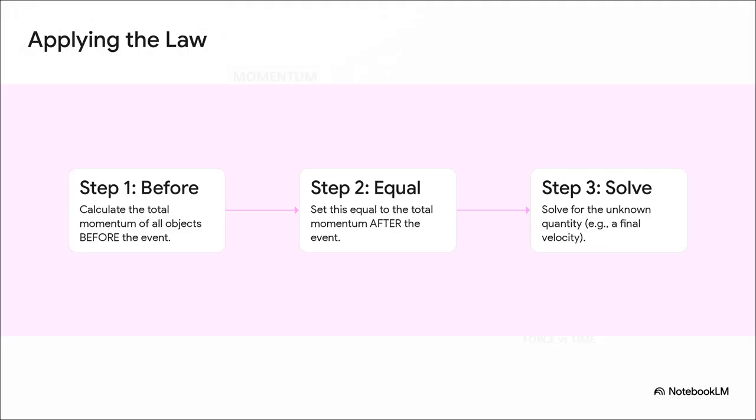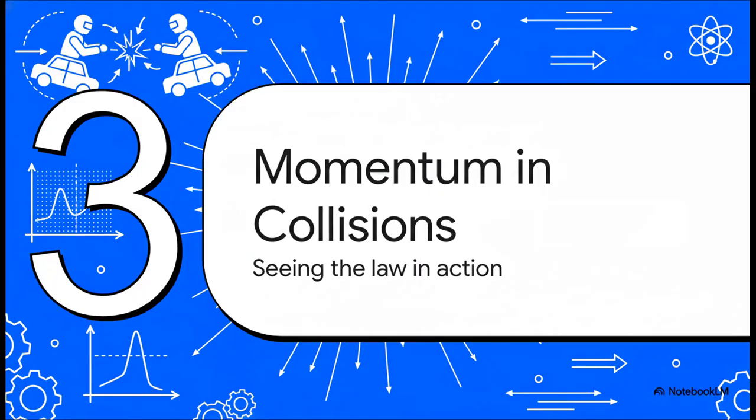So, how do you actually use this in an exam question? Well, it's a pretty straightforward three-step process. Step 1, you calculate the total momentum of everything involved before the collision or explosion. Step 2, you just remember that that total number must be the same after the event. And step 3, you use that fact to solve for whatever piece of information is missing, which is usually the final velocity.